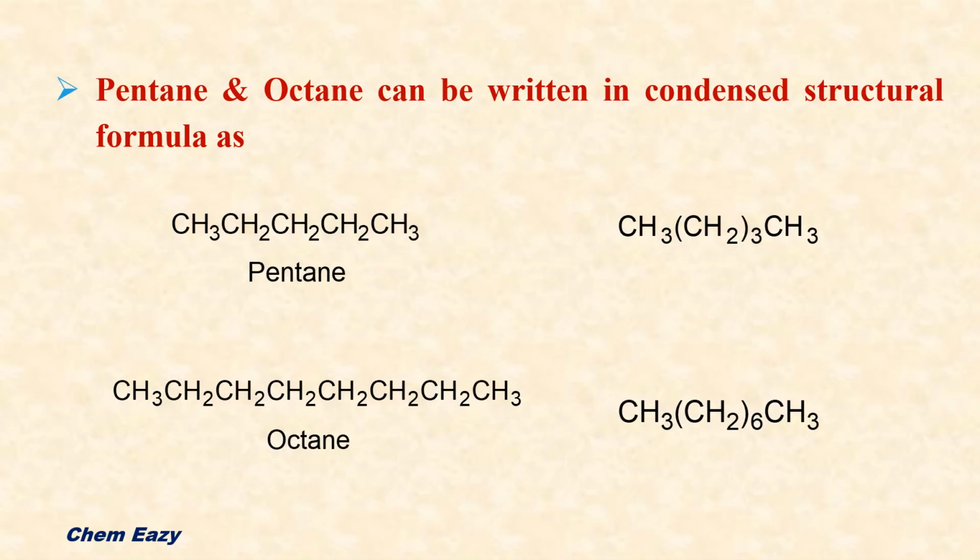Next example for condensed structural formula is pentane. So this is the structure of pentane. It means the condensed structural formula for pentane. Here you can see the single bonds are not shown between carbon and hydrogen atoms, and also the identical groups are mentioned in subscript. In the same way, this is a condensed structural formula for octane. Here also the bonds are not shown.